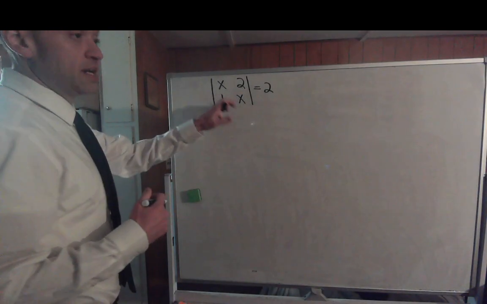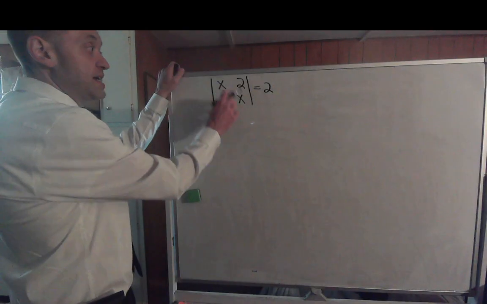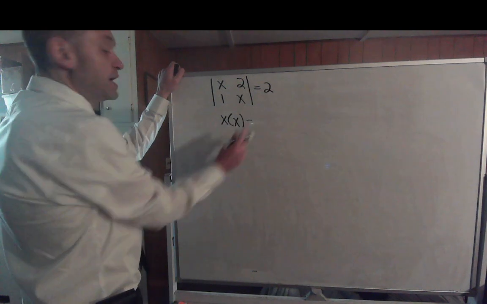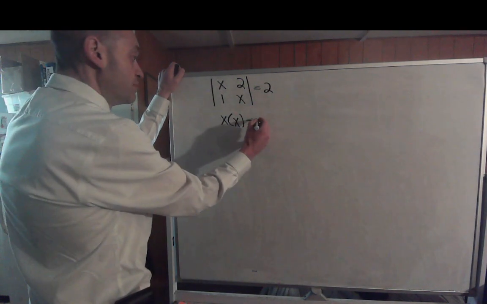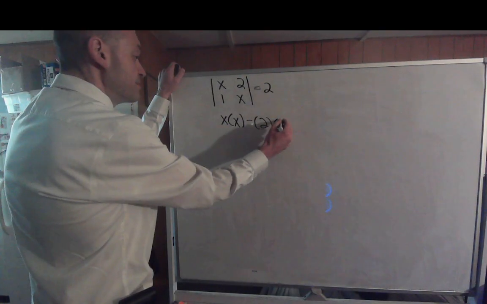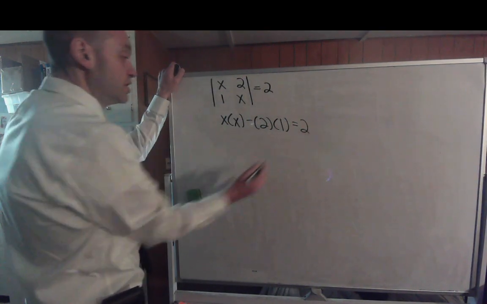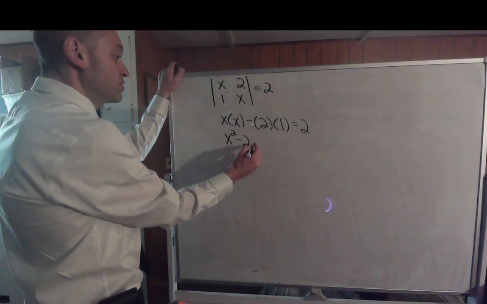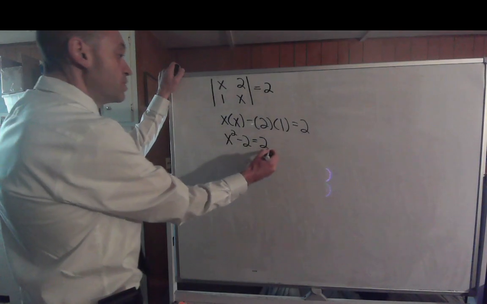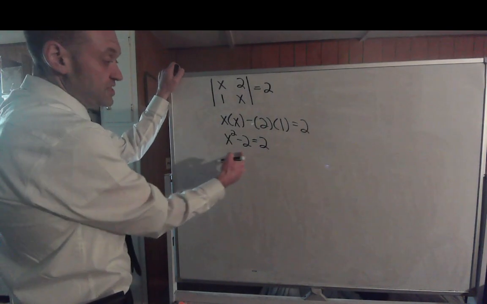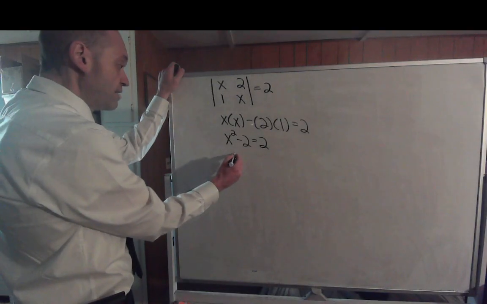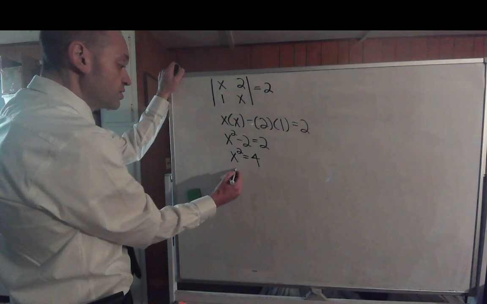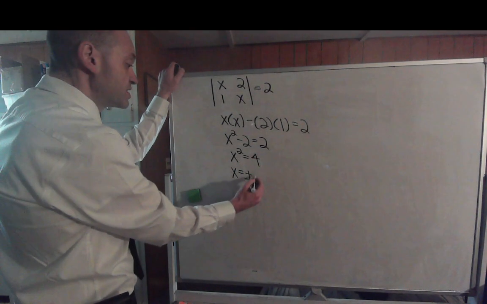We know the determinant of a 2 by 2 matrix is ad minus bc, so that would be x times x minus 2 times 1. All that equals 2. So you would get x squared minus 2 equals 2. Well, you have a simple quadratic equation. That would be x squared equals 4, so x would equal plus and minus 2.